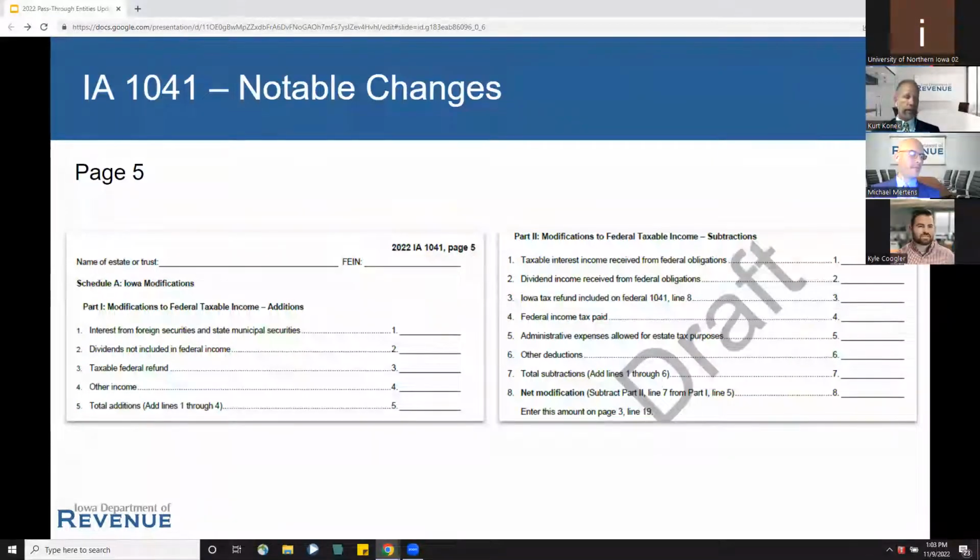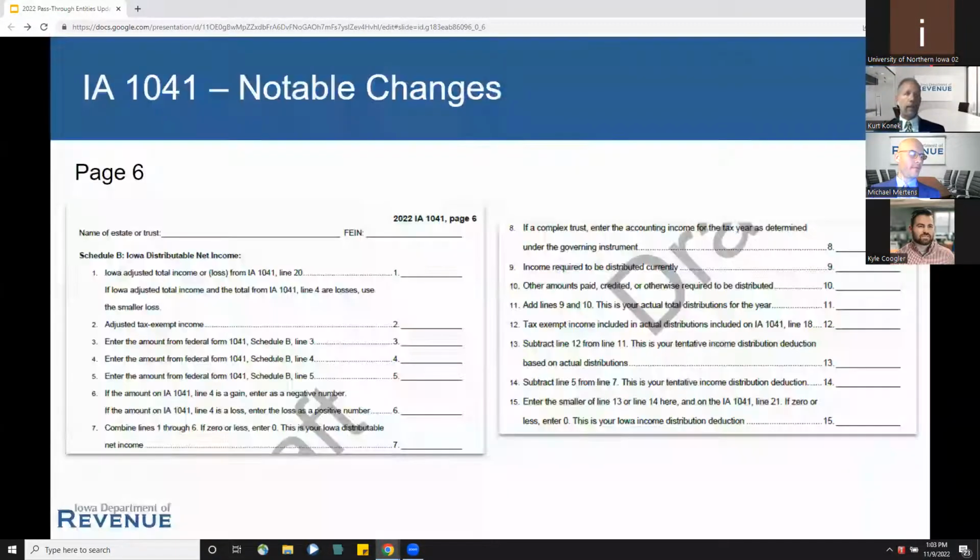And let's jump ahead to page 6. In the past, we didn't have a page to calculate distributable net income on the 1041. We borrowed the calculation from the federal return. So if you're familiar with the federal calculation of DNI, you're going to do exactly the same thing for Iowa purposes, but there'll be Iowa modifications when you're calculating the amount of Iowa distributable net income.